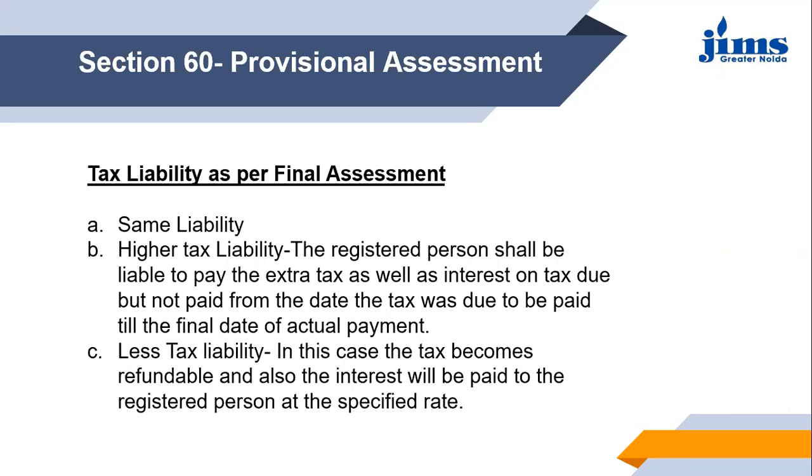So these are the three circumstances that can happen after the final assessment is done for the provisional assessment. For the further points, that is 61, 62, 63, and 64, we'll take them up in the next session. Thank you for now.